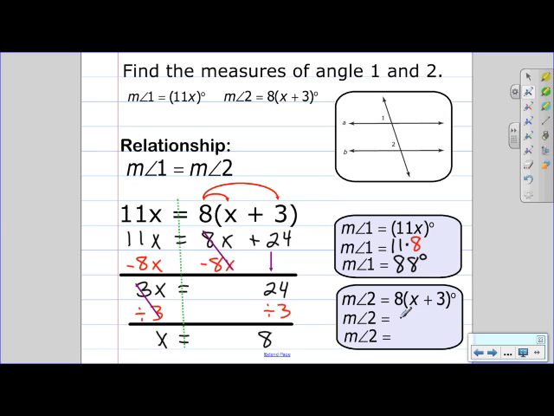For the measure of angle 2, it would be 8 times what x equaled, in this case, we're going to substitute with 8, plus 3. And then we would put this algebra in our calculator. And after we do so, we will see that the measure of angle 2 is also 88. And since these two angles were supposed to be equal, we can verify that our degrees and what we did here was correct. Let's look at another problem.